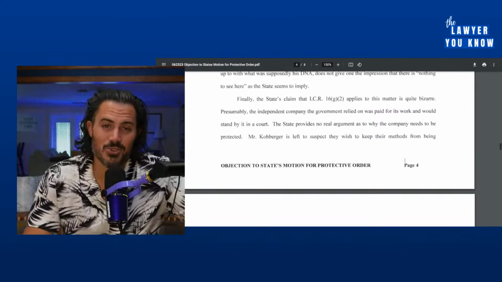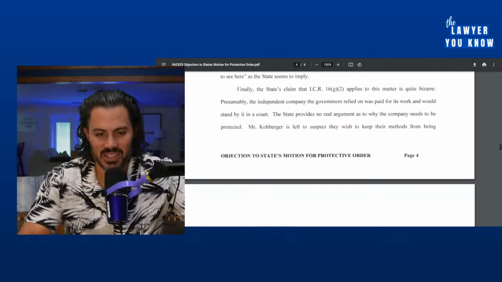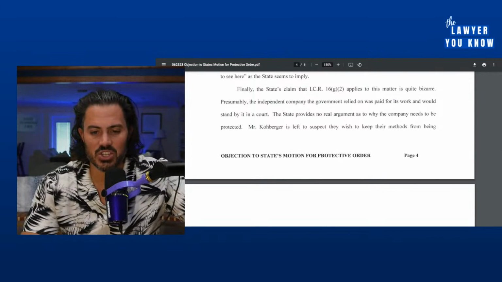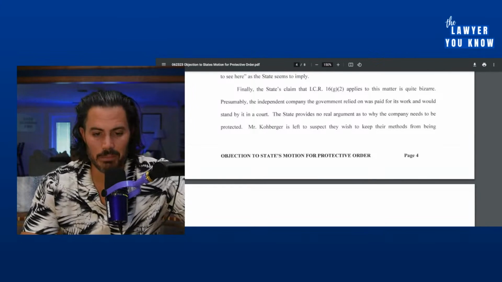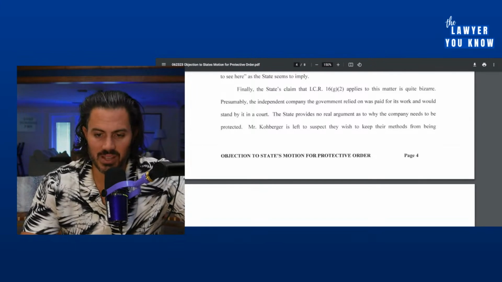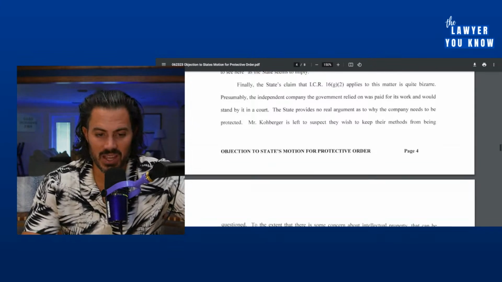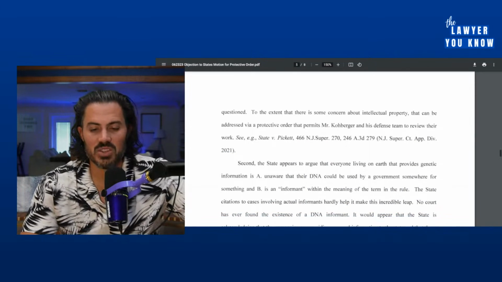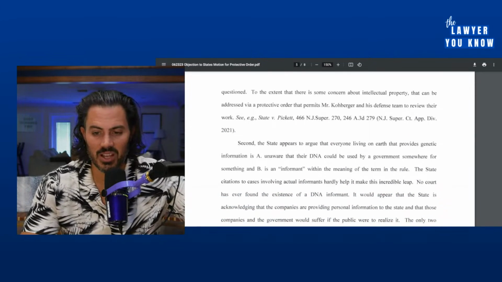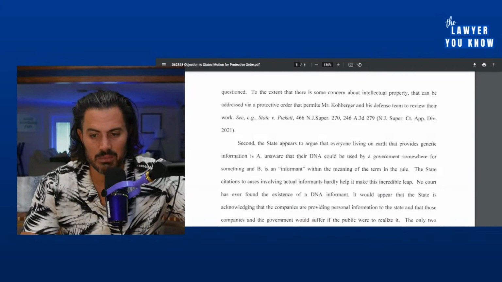I agree. That's not usually a good enough argument. Finally, the state's claim that ICR 16G2 applies to this matter is quite bizarre. Presumably, the independent company the government relied on was paid for its work and would stand by it in court. The state provides no real argument as to why the company needs to be protected. Mr. Kohberger is left to suspect they wish to keep their methods from being questioned. To the extent that there is some concern about intellectual property, that can be addressed via protective order that permits Mr. Kohberger and his defense team to review their work.